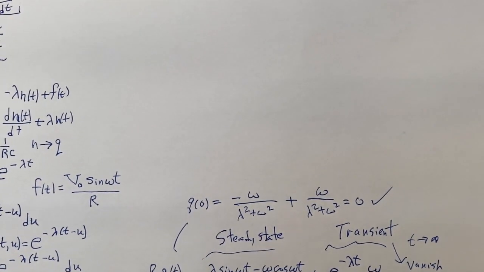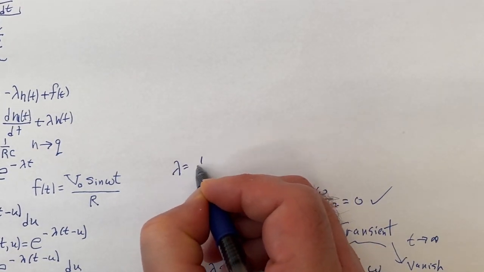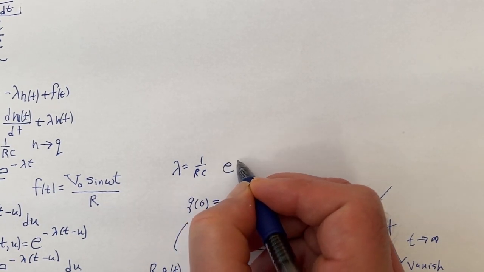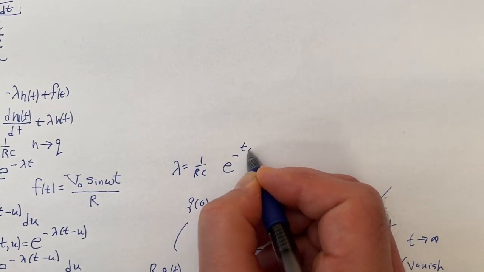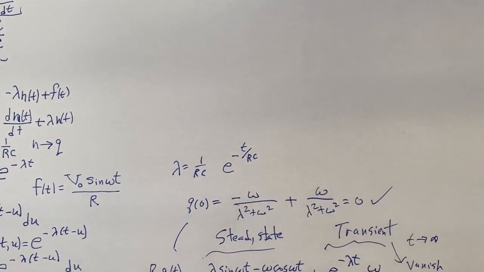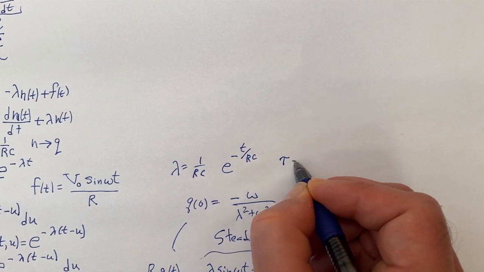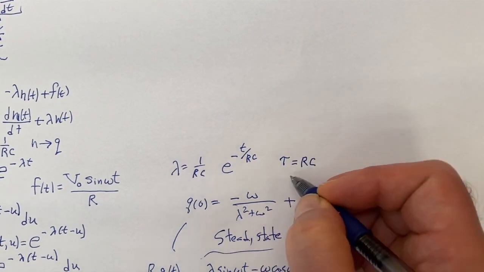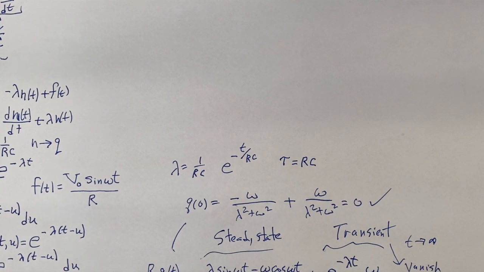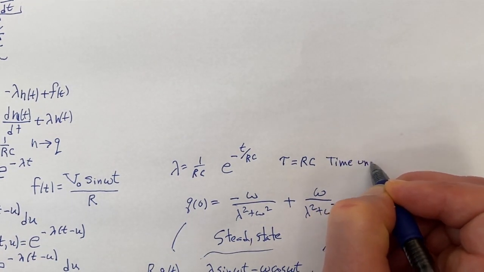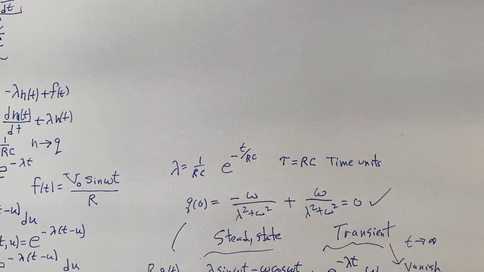So let's look a little more carefully at this lambda, which is 1 over RC. So here in the Green's function, it'd be minus t over RC. And you might be familiar with that from introductory physics. Sometimes this is called a time constant or a characteristic time. So tau, this is a characteristic time of the system given by the product of the resistance and the capacitance. They're multiplied together. So that's going to give you time units, like seconds.